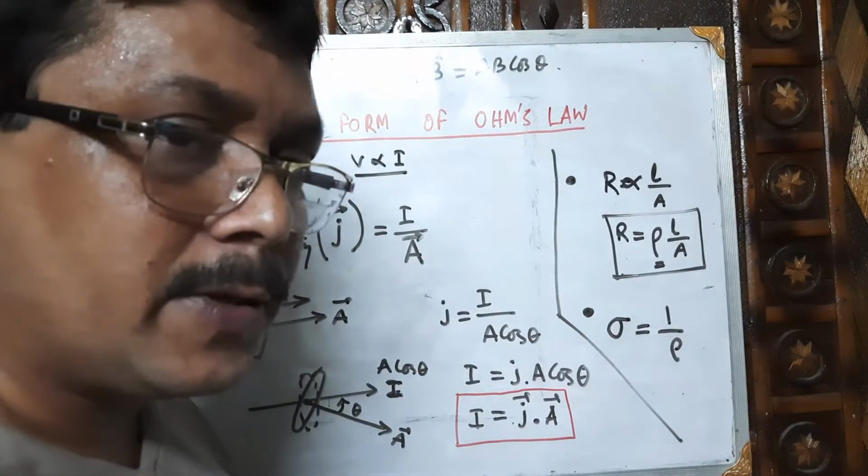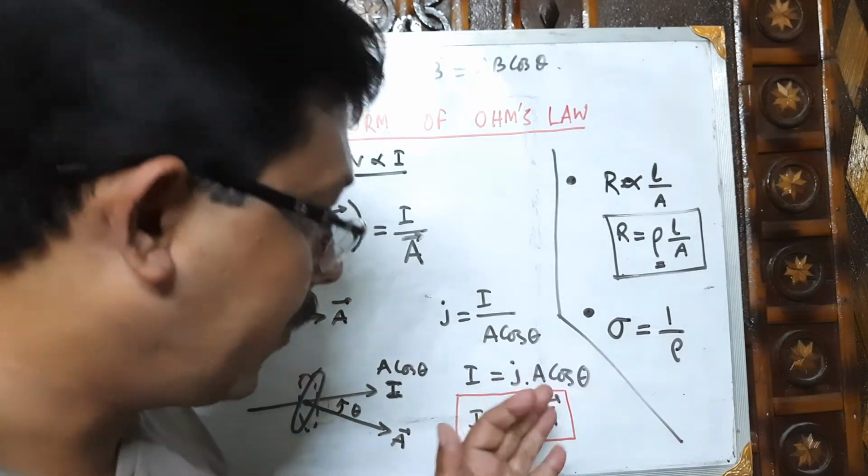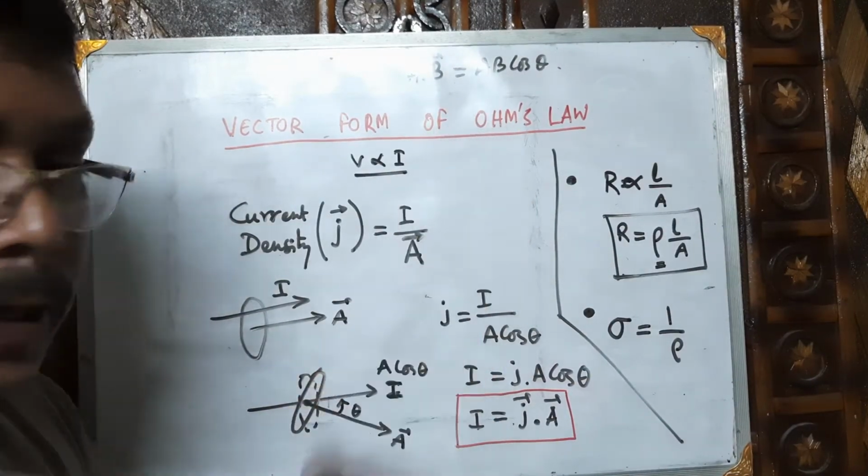One is the current density J, another is the cross-sectional area A. J dot A is equal to I. So it is a scalar product. Obviously, the current should be a scalar quantity. From there also you can write. Okay. So this current density concept is needed to understand the vectorial form of Ohm's law.